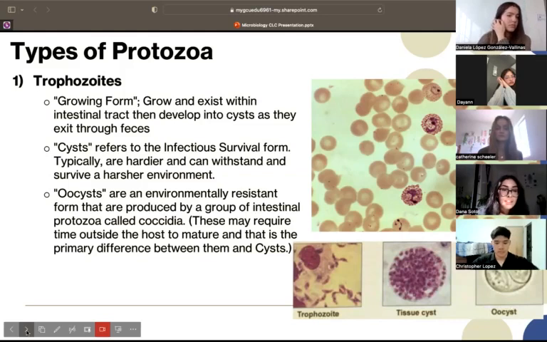And then the oocysts are an environmentally resistant form that are produced by a group of intestinal protozoa called coccidia, and these may require time outside of the host to mature, and that is the primary difference between them and the cysts.